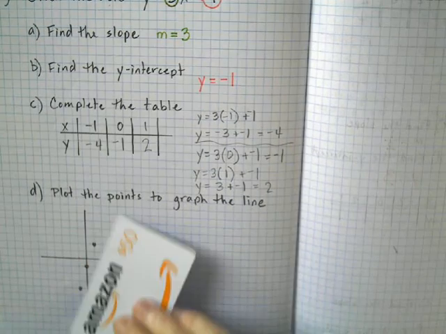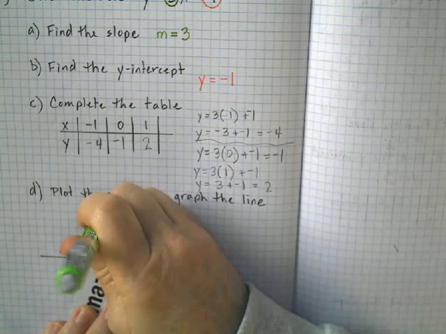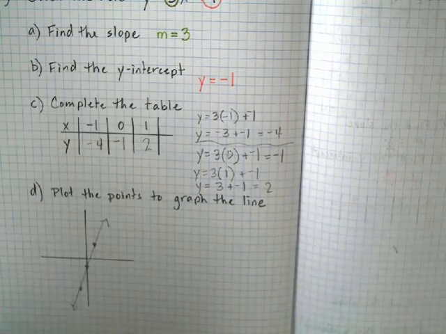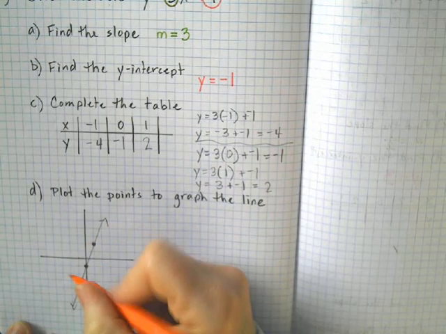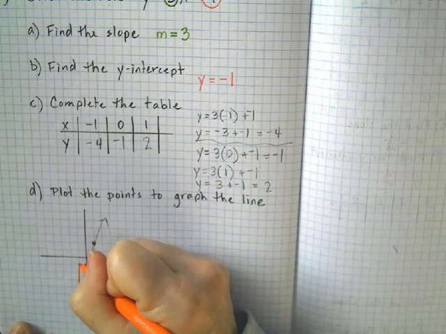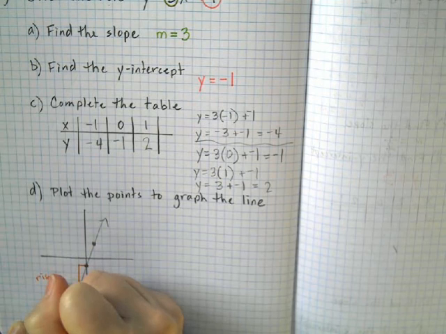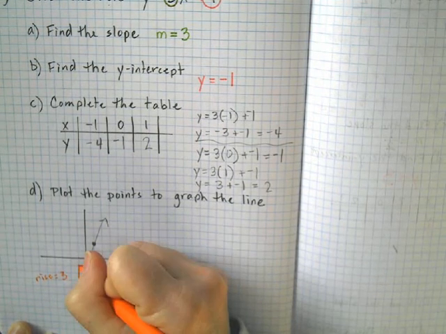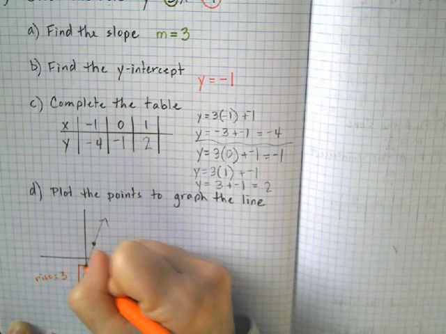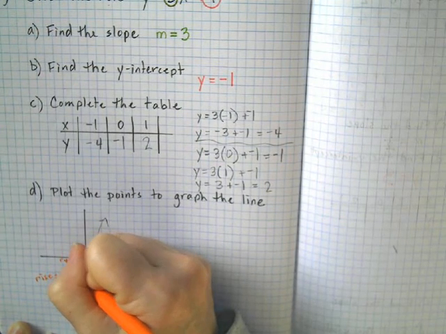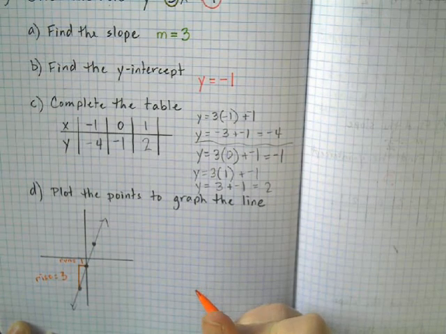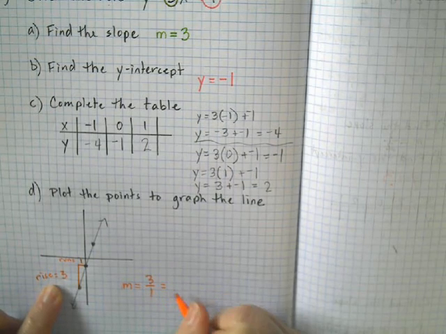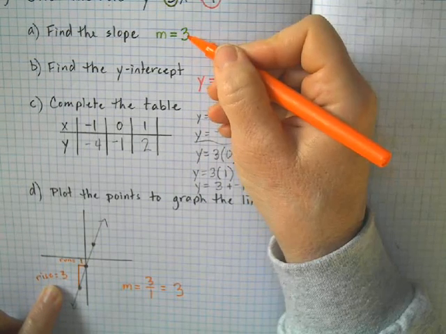Now I'm going to connect those with a line. There's my line. And now I want to find my slope. So my slope is going to be rise over run. My rise is equal to 1, 2, 3. And my run, this way, is equal to 1. So my slope is rise over run. 3 divided by 1 is 3. Look, it matches. m equals 3.